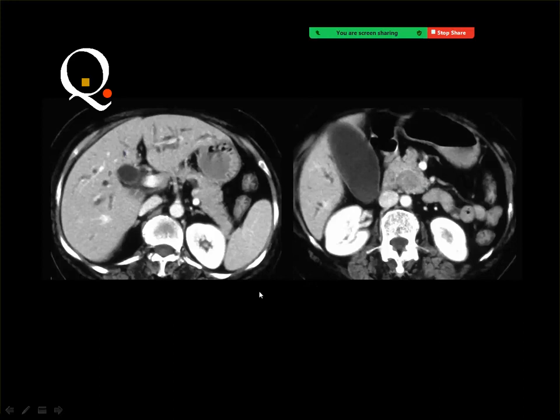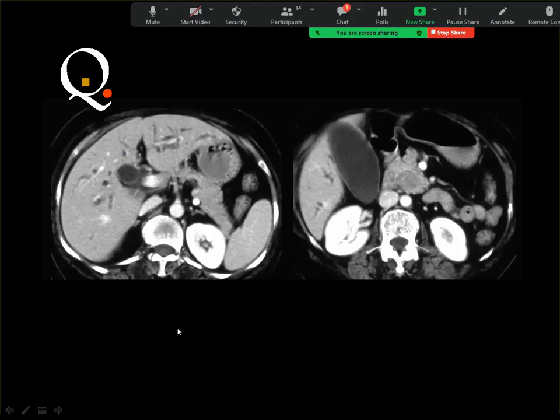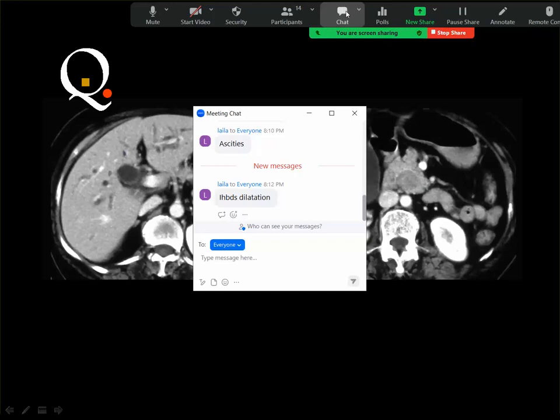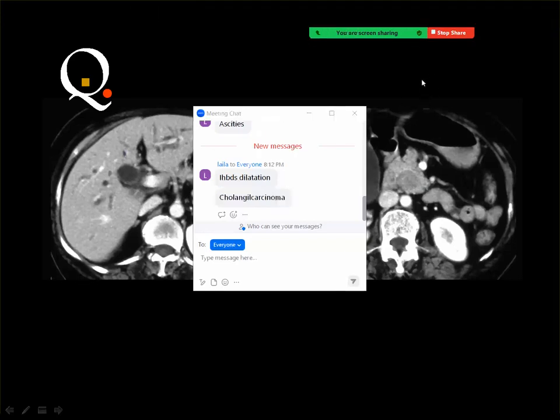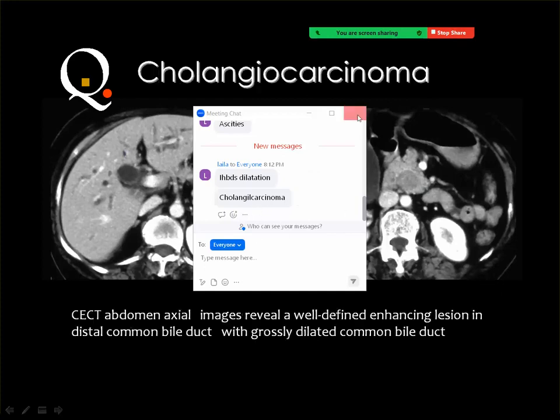Next case is an abdominal scan after intravenous contrast injection at the level of the liver and pancreas. Hydrops of the gallbladder. What is the cause of dilated biliary radicals? Pancreatic cancer, sorry, head of pancreas cancer. Cholangiocarcinoma is a very good answer, but where is this cholangiocarcinoma?